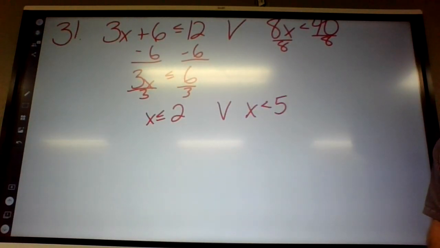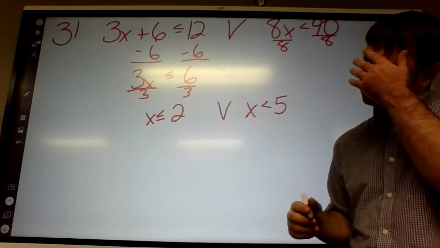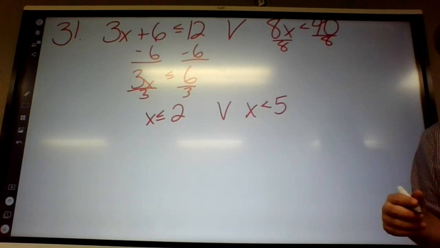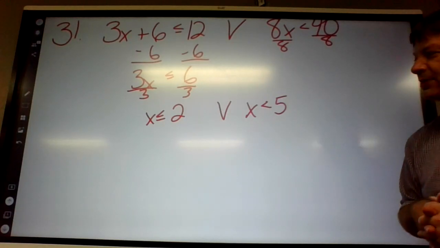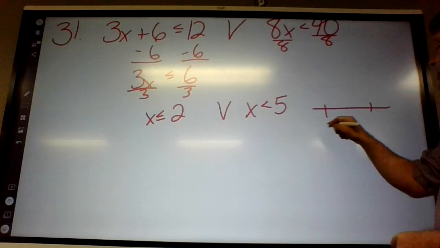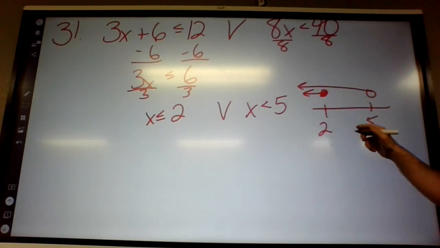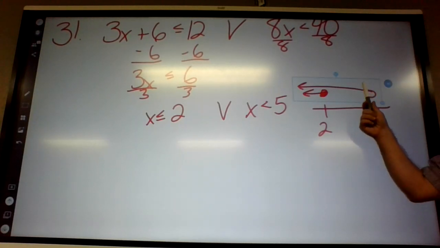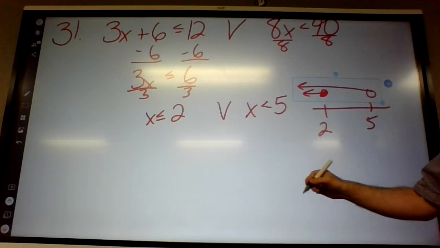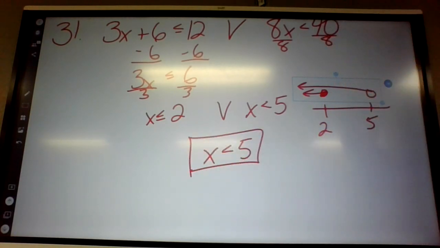Okay, what numbers are less than or equal to 2 or less than 5? Well, because it's an or, here's 2, here's 5. Less than or equal to 2, less than 5. Because it's an or, it's just less than 5. You start back here. It doesn't matter, it doesn't have to be in both. If it's in one of them, it's included. So the simplified answer is x is less than 5.